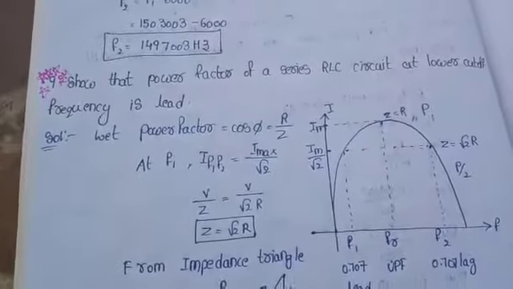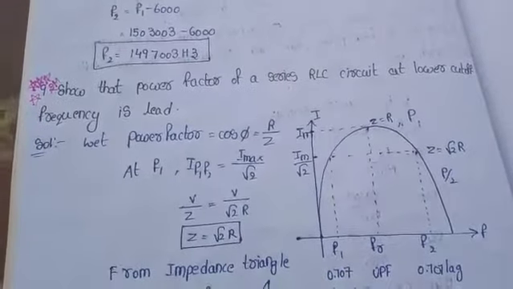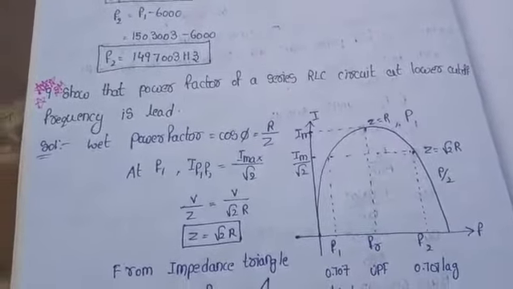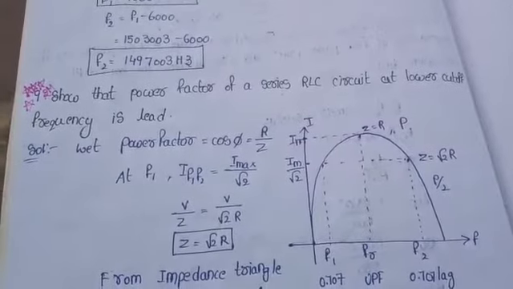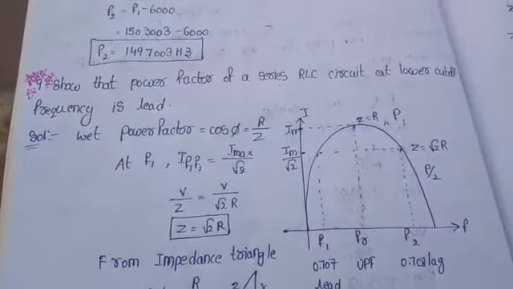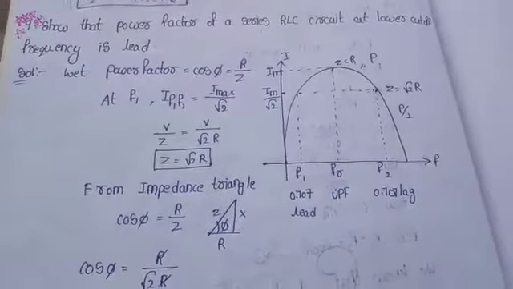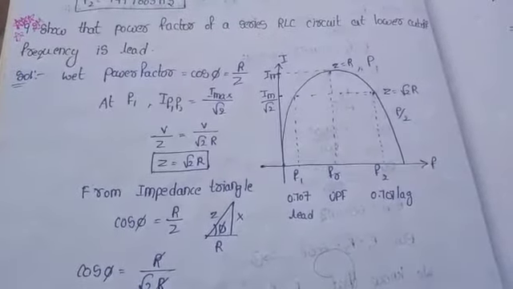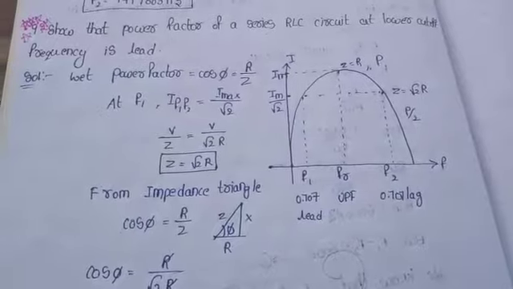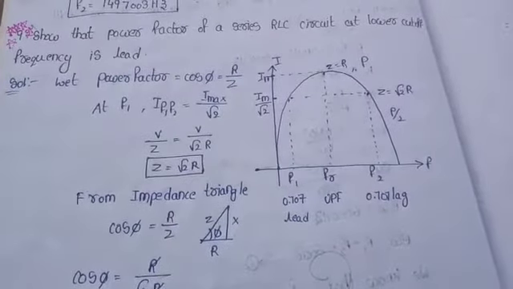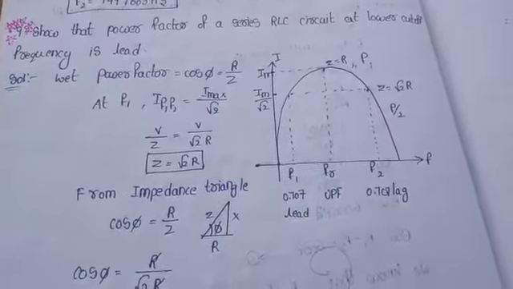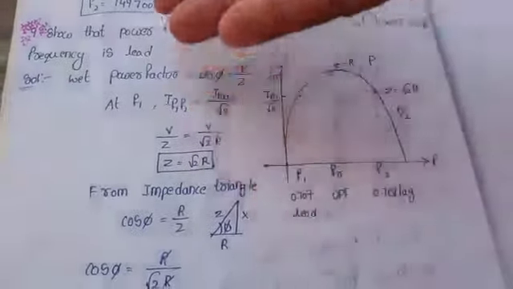Sometimes they ask about the power factor of a series RLC circuit at the lower cutoff frequency, which is leading. Already at the lower cutoff frequency the circuit behaves as a capacitor, that's why it is a leading power factor. How much is the power factor at the lower cutoff frequency? It is 1 by root 2, that is 0.707 leading. That is asked for 2 marks.